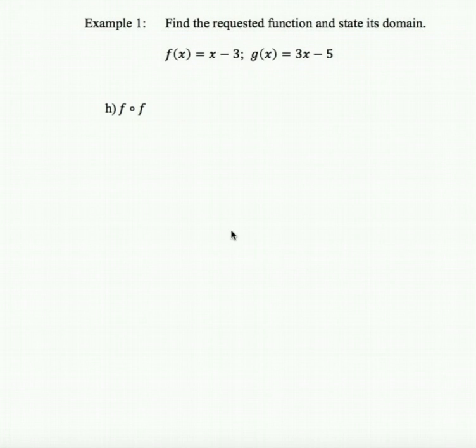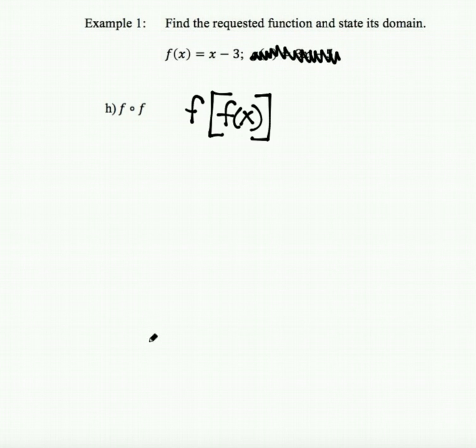And part H, this time we're going to do f of f. Okay, so composition of f with f. I like to again write it f of f of x. So this time, this g function isn't even in the picture. I'm going to go ahead and cross it out. So what that's going to give me is f of, I'm going to put the f of x function in here, so f of x minus 3. So that means I'm going to take this x minus 3 and plug it into my f function.